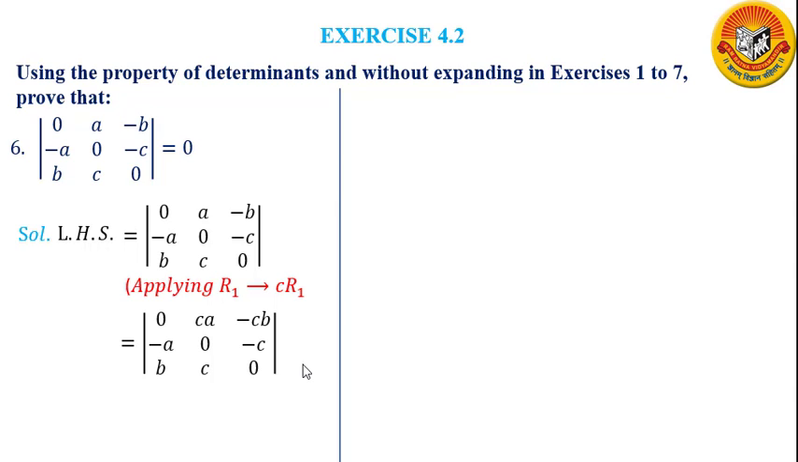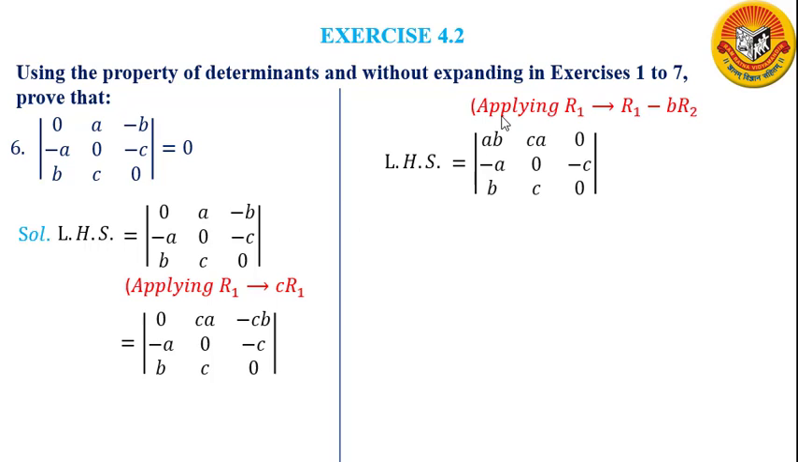Now on R1 again what I will do? I will add this second row. Right? What I will do? I will subtract B times this second row. So this minus A will become B into A. This will become 0 and this will become BC. And I have to subtract. So when I subtract, what I will get?